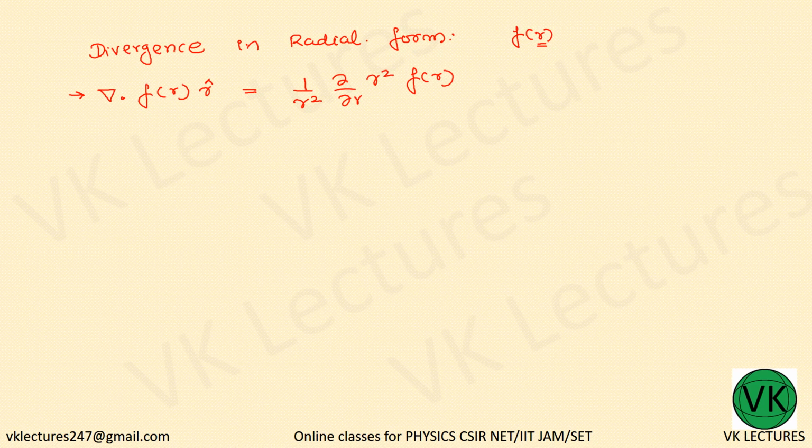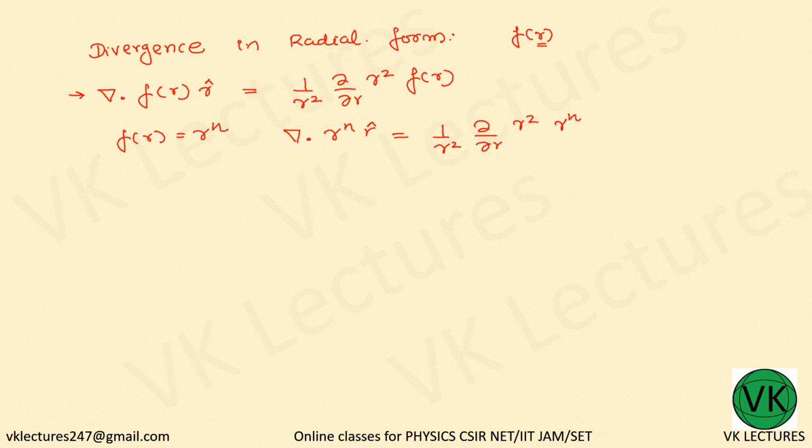Now the first one, let us see. If f of r equal to r to the power n, then del of f of r, sorry, it's not del, it's divergence of r to the power n r cap is equal to 1 by r square dou by dou r of r square f of r. Now f of r is r to the power n.